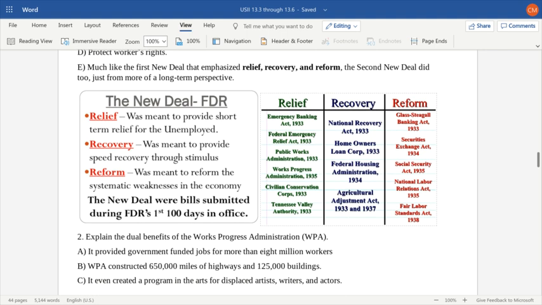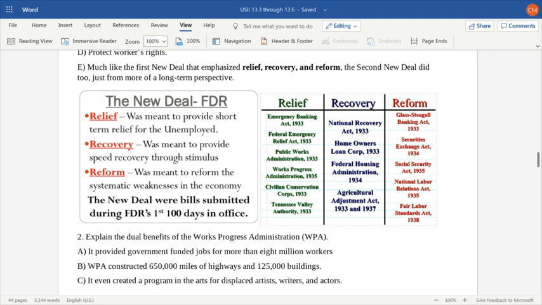Relief: the Emergency Banking Act, the Federal Emergency Relief Act. You notice the word relief in there. Public Works Administration providing immediate jobs for citizens, but those jobs obviously are no longer around today. Civilian Conservation Corps, that would be helping out within the environment, cleaning up parks and things like that. Once again, that was a temporary solution. Tennessee Valley Authority, which we'll see helps to build electric power plants. Of course, those electric power plants are still around today, but we're no longer constructing those power plants within those areas.